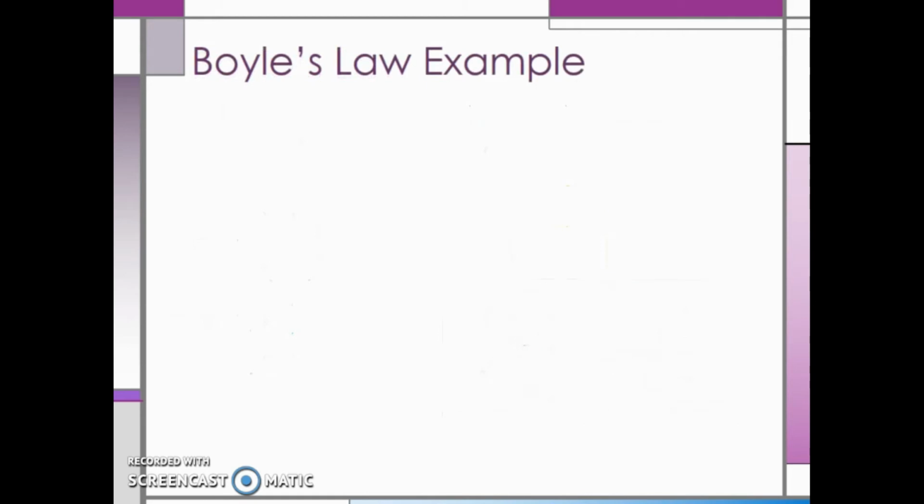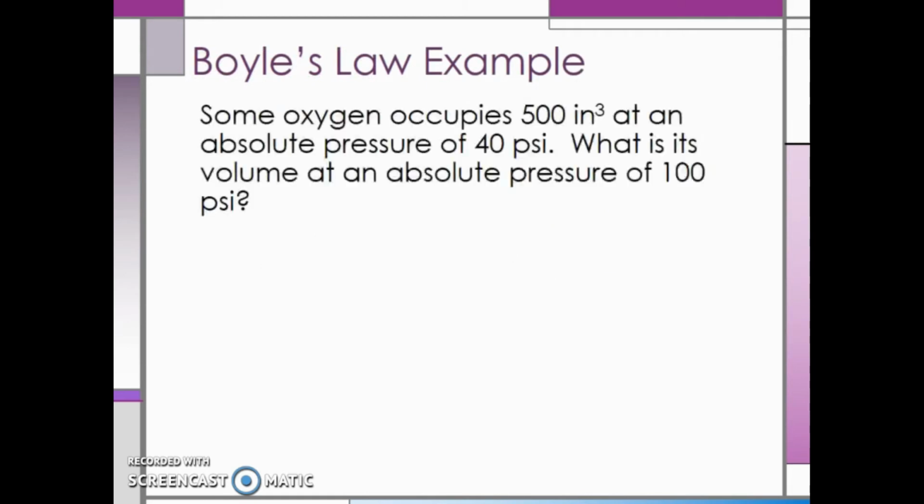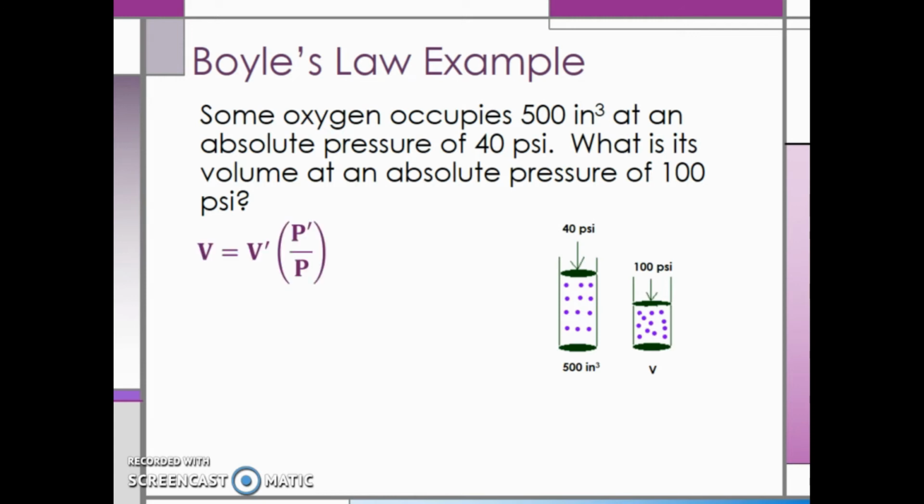Let's take a look at an example of Boyle's law. Some oxygen occupies 500 cubic inches at an absolute pressure of 40 pounds per square inch. What is its volume at an absolute pressure of 100 pounds per square inch? First, let's write down the equation we are using. V equals V prime multiplied by P prime divided by P.